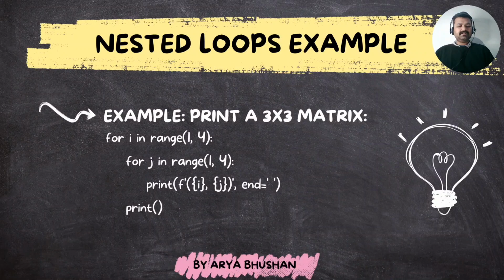In this example, we use a nested loop to print all the coordinates in a 3 by 3 matrix. The outer loop handles the rows and the inner loop takes care of the columns. Notice how the print at the end ensures each row appears on a new line.